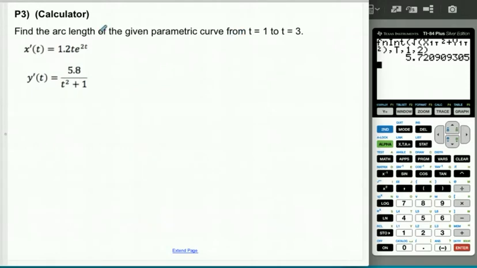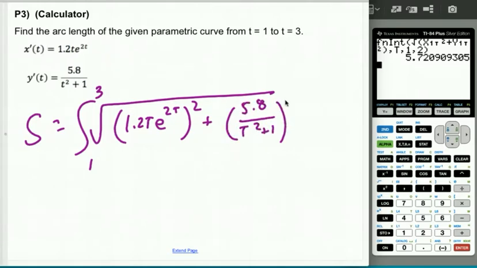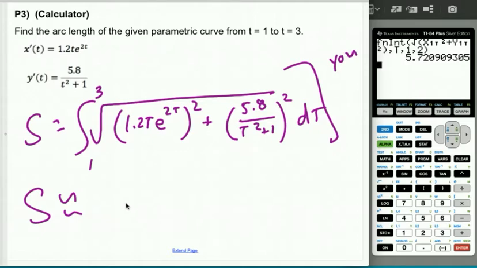All right. So this one's the same gist. Same problem, except from 1 to 3 and a different x prime and a different y prime. So again, the part that's you is you need to set up the integral from 1 to 3 of the square root of x prime of t quantity squared plus y prime of t, which was given to you, quantity squared, with respect to t. That's your job. This part is what you have to communicate for understanding. And then this part is your calculator, so you have to be comfortable using it.